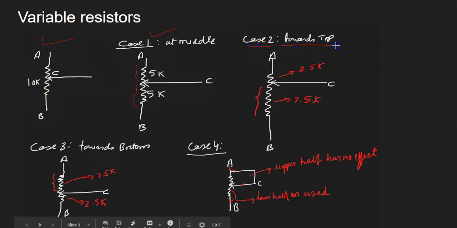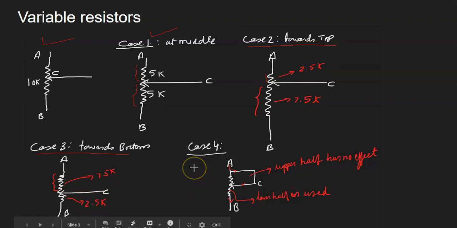So in the second scenario, I have moved the center tapping towards the top, so you get less resistance on the top. This is an example where the bottom resistance would be 7.5K and the top resistance will be 2.5K. And in the third scenario, I have moved the center tapping towards the bottom, so obviously you get less resistance at the bottom. So in this scenario, the top resistance will be 7.5K and the bottom one is 2.5K.